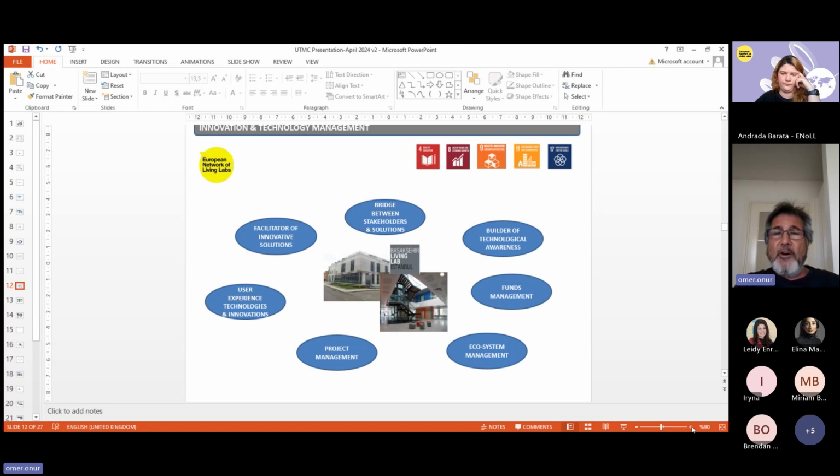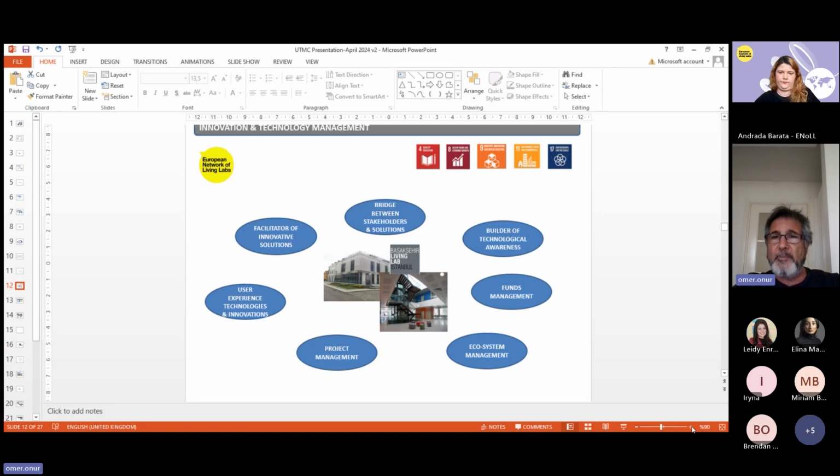So in all these activities, the municipality is using the living lab as the facilitator and the moderator of all developing and implementing these solutions. Not implementing, but more testing of the solutions. Implementation is done by the city themselves. So in summary, our living lab is a bridge between stakeholders and solutions.